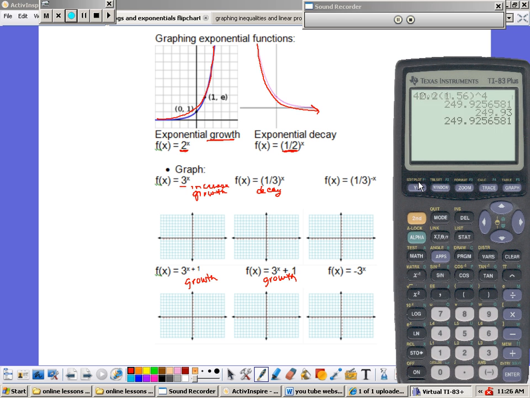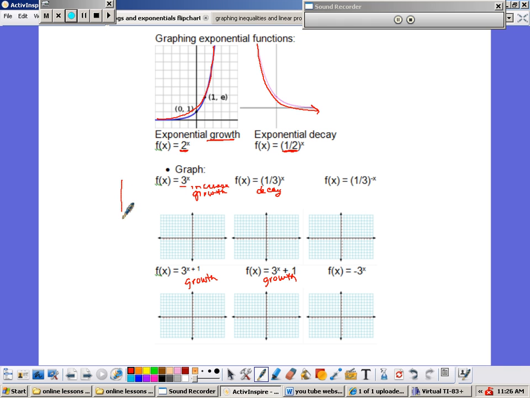I'm going to go to my graphing calculator. I'm going to put in 3 raised to the x power. Now, I could do this myself. I could put in 0, 1, 2. 0 is 1. 1 is 3. 2 is 9. Negative 1 is 1/3.